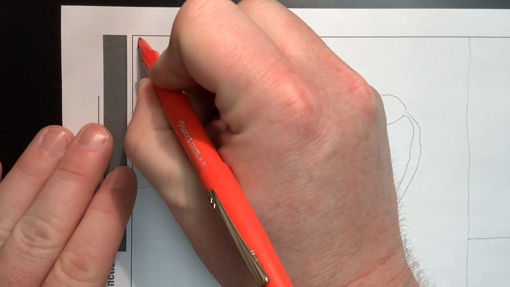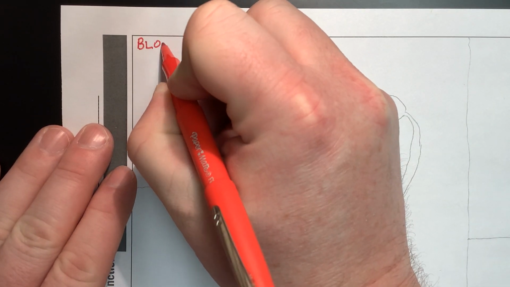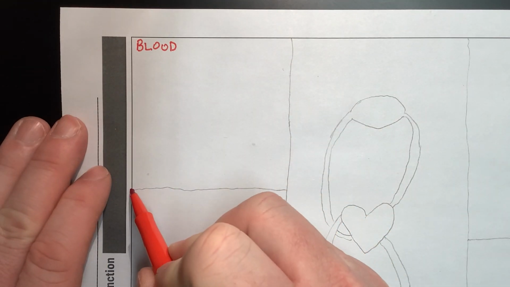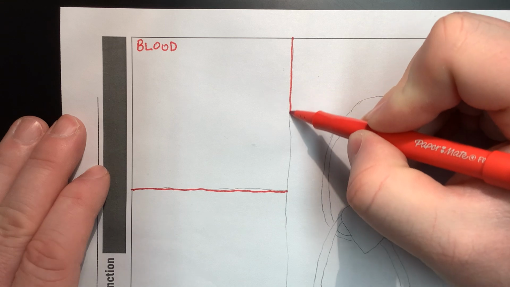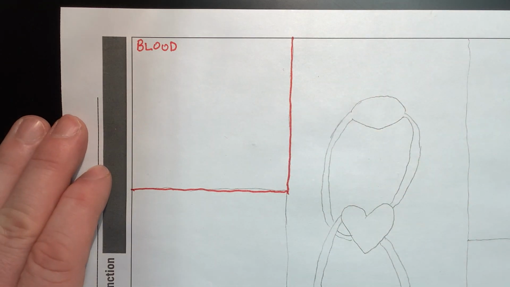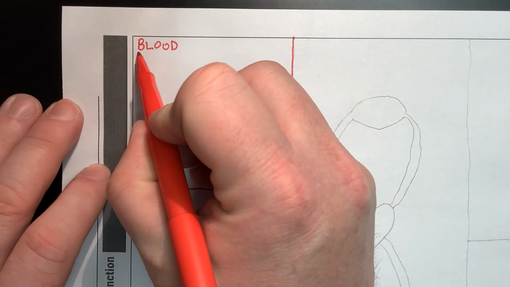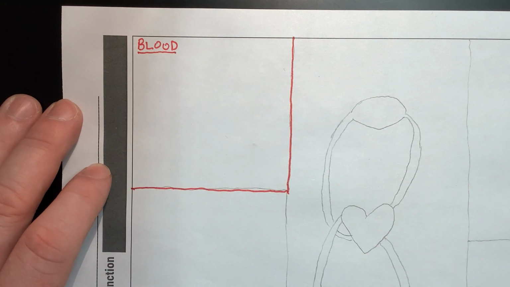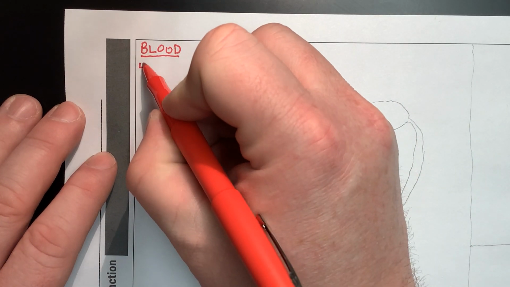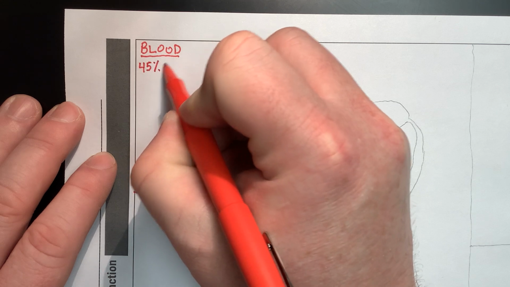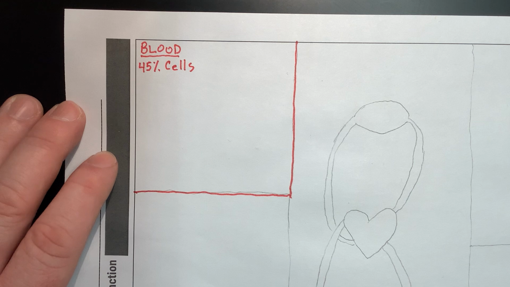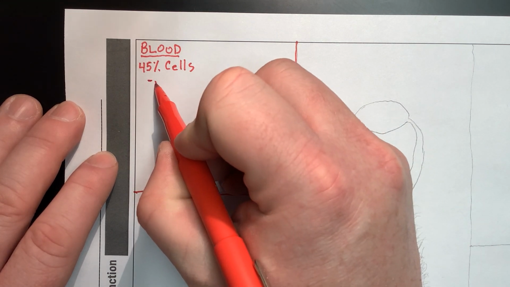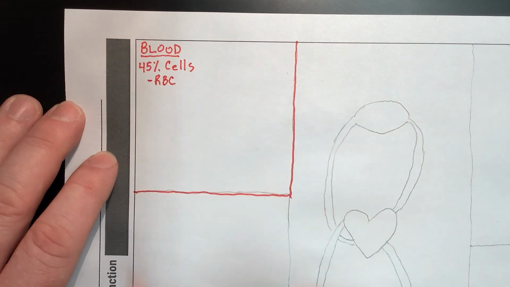First, I think it's important to establish what exactly is blood here, and what better color to use to talk about that than red. So you could divide blood up into two basic components. The first component is the cellular component. Blood is composed of about 45% cells, and those blood cells are called red blood cells, or RBCs.